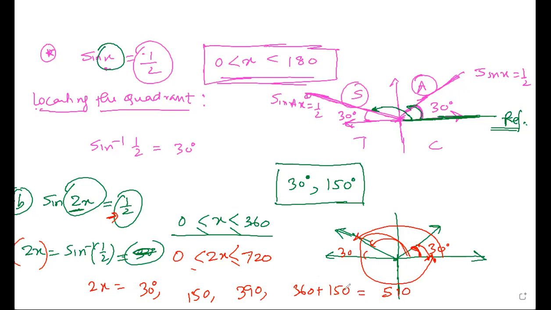So what you're going to do is divide each of them, because you have to go over to 720. That's why you took two rotations. So in two rotations, you've got four solutions. Now you have to divide each answer by 2. So 30 divided by 2 is 15, 150 divided by 2, 390 divided by 2, and 510 divided by 2. Whatever answer you get will be the answer for the x value.